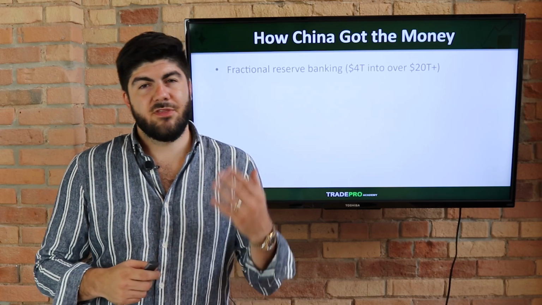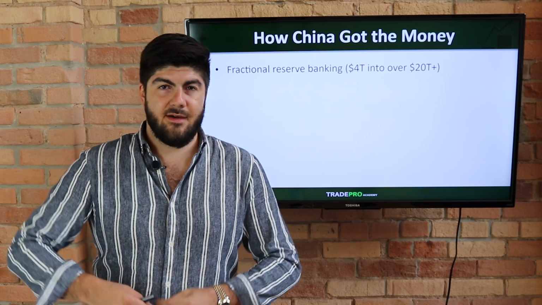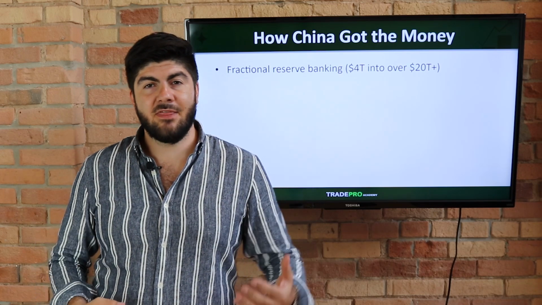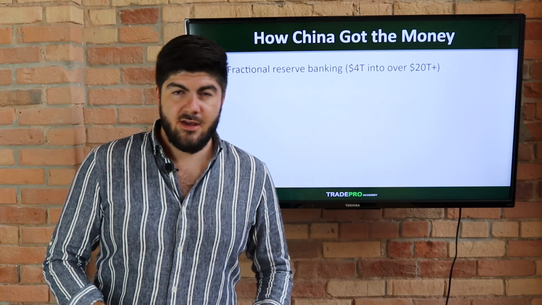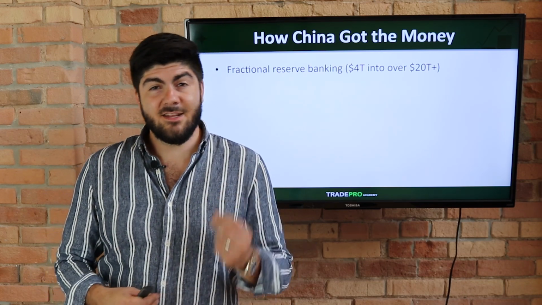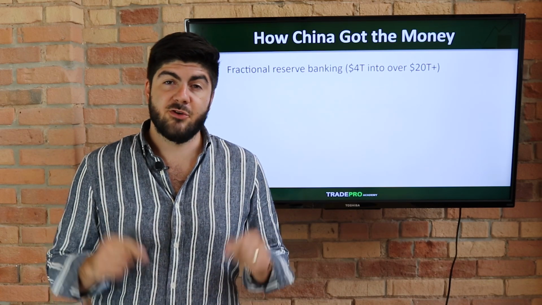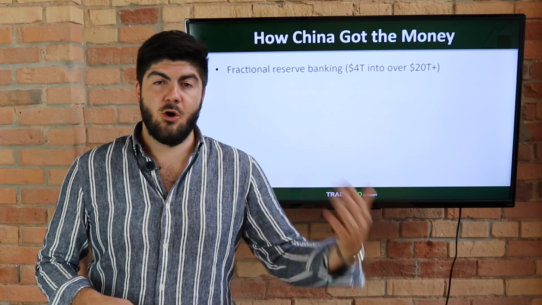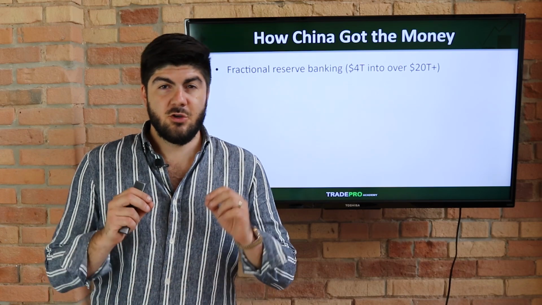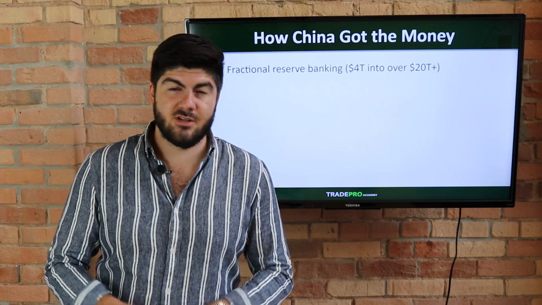This starts out with what's called fractional reserve banking. This is the concept that a central bank creates money and circulates it to its banks, allowing them to lend that money even further. If a central bank creates $100 and lends it to an institution, that institution is only required to hold as little as $15 of that capital on reserve. The remainder they're allowed to loan and create additional debt. And with just $4 trillion using fractional reserve banking, China created over $20 trillion of bank loans.